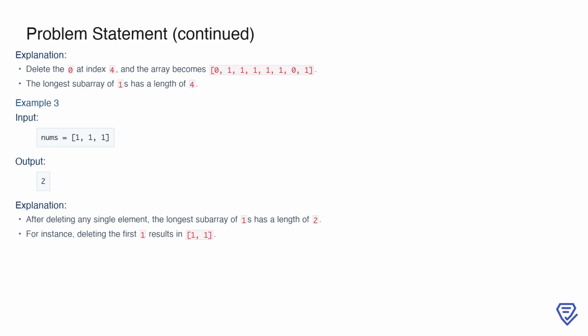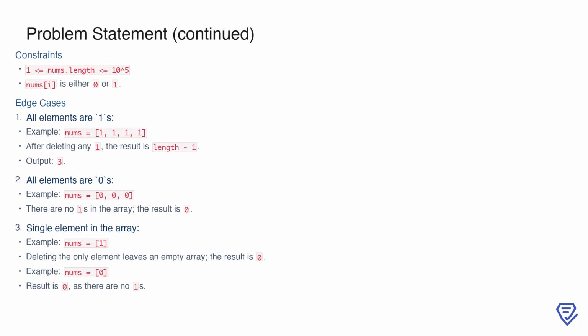If the input array is 1, 1, 1, the output will be 2. This is because, regardless of which one you delete, the remaining subarray of 1's has a length of 2. For instance, deleting the first one gives 1, 1, which has a length of 2. Similarly, deleting the second or third one would also result in a subarray of length 2. These examples demonstrate how the problem is fundamentally about identifying the best element to remove in order to create the longest sequence of 1's possible.